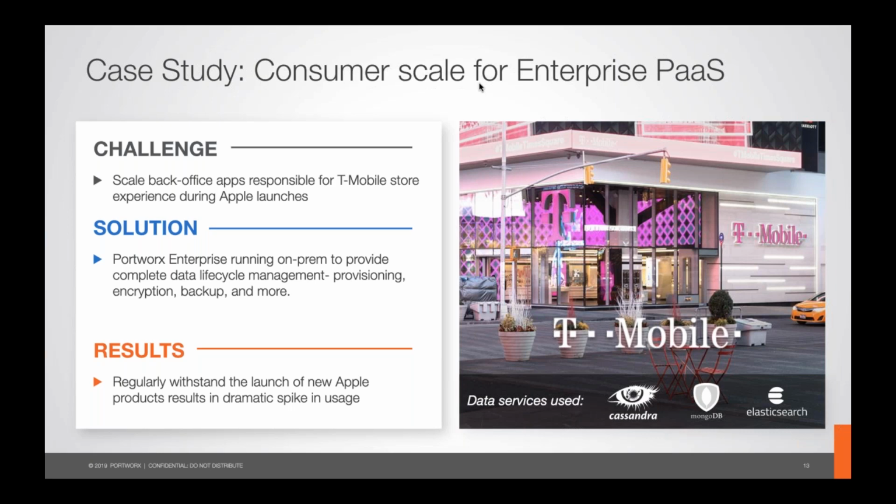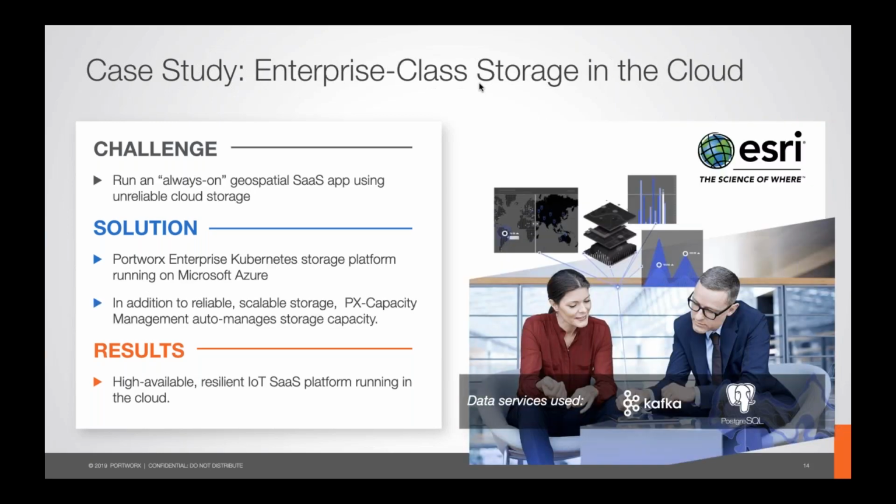I talked about capacity management earlier, right? You have to think about, okay, Kubernetes can scale my apps, but how do I scale my infrastructure to match that? Portworx solves those types of problems in addition to your classic persistent storage for container issues that we alluded to earlier. The last example is Esri.